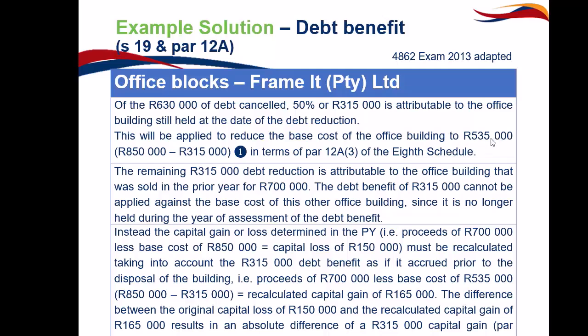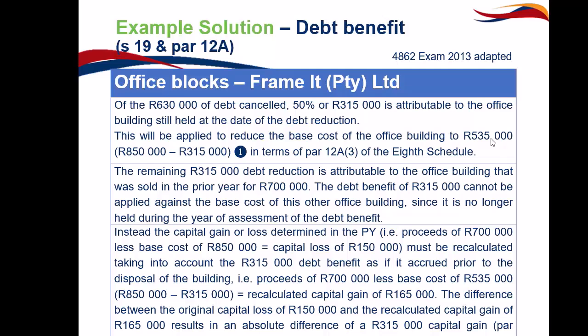535,000. So in future, when we sell the property, our base cost will not be 850,000, but it will be 535,000. Okay, so let's now deal with the property that has been sold. We do not have that property anymore. It was sold in the previous year of assessment.